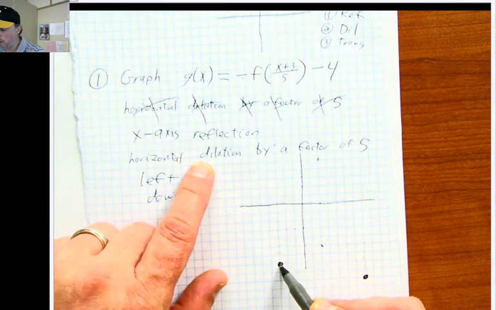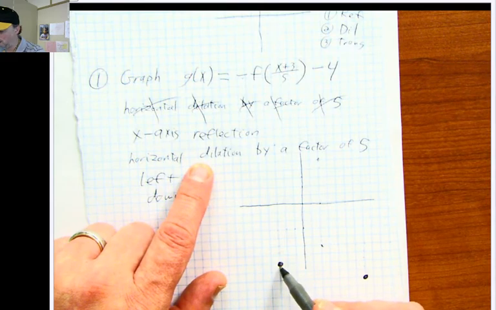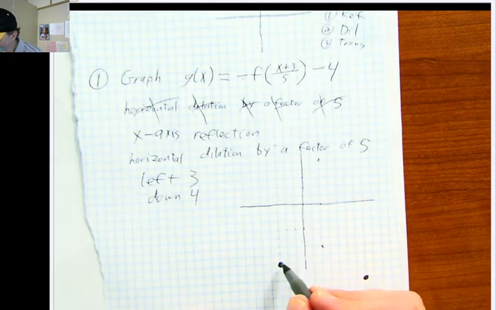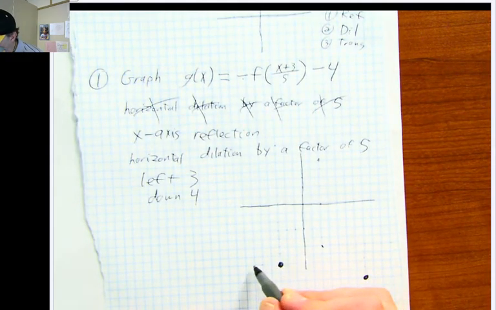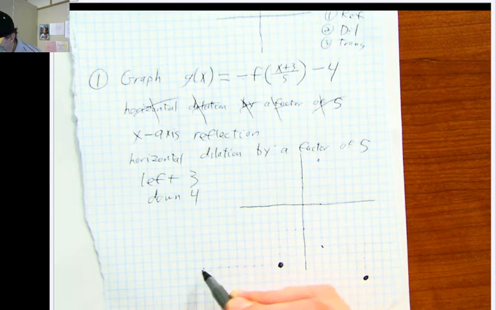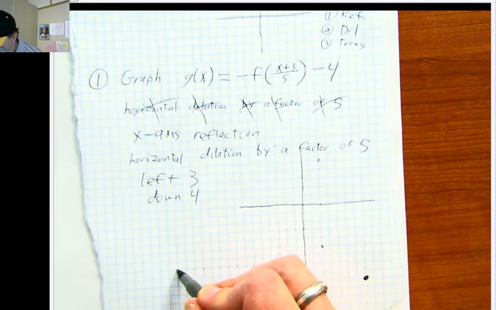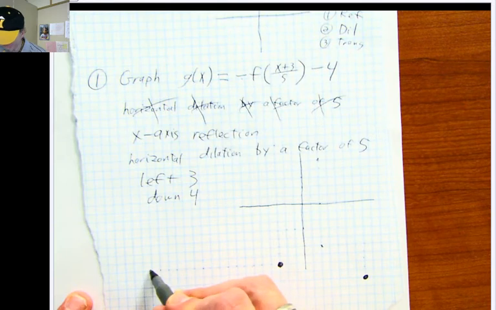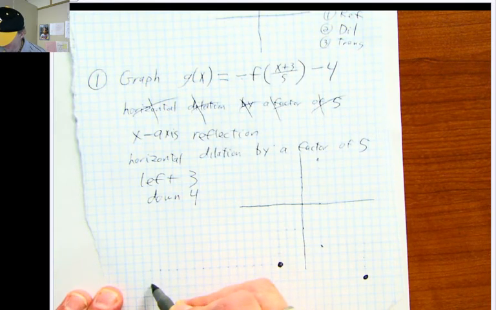Then a horizontal dilation by a factor of 5. This had an x-coordinate of -3. So if I multiply that x-coordinate by 5, it's going to be -15. So -3, 4, 5, 6. Wait, -3, 4, 5, 6, 7, 8, 9, 10, 11, 12, 13, 14, 15. Then left 3, 1, 2, 3. Then down 4, 1, 2, 3, 4.